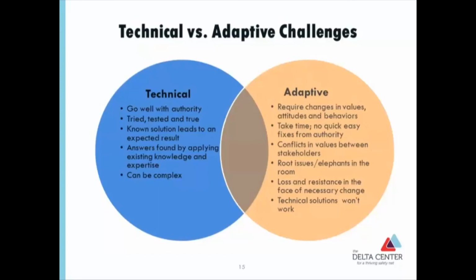We know, based upon our experience, our expertise, research, and best practices, that if we apply a particular solution to a particular problem, most likely we're going to get the desired result, right? So the answers to technical challenges are typically found in applying existing knowledge or expertise.